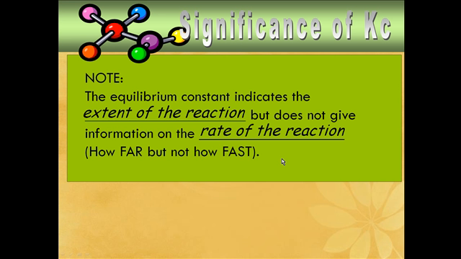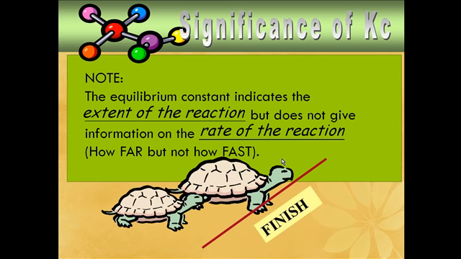And an important point regarding Kc is that the equilibrium constant indicates to us the extent of the reaction, but it does not give us any information on the rate of the reaction. It tells us how far, but not how fast. If we are going to consider an analogy, this analogy I think would be very appropriate.